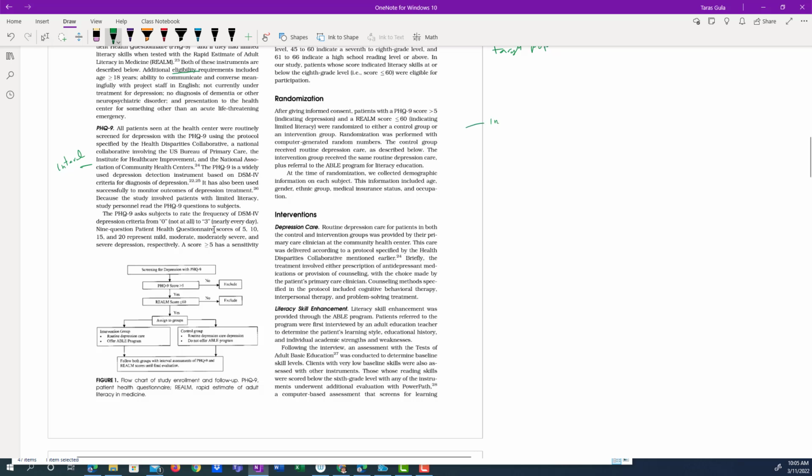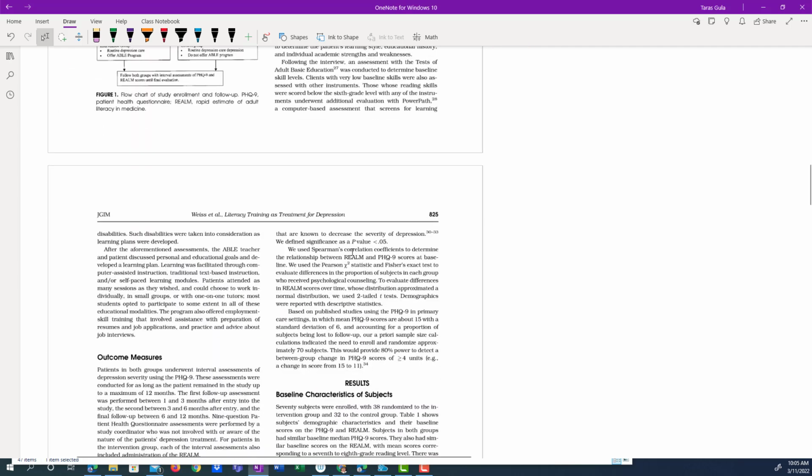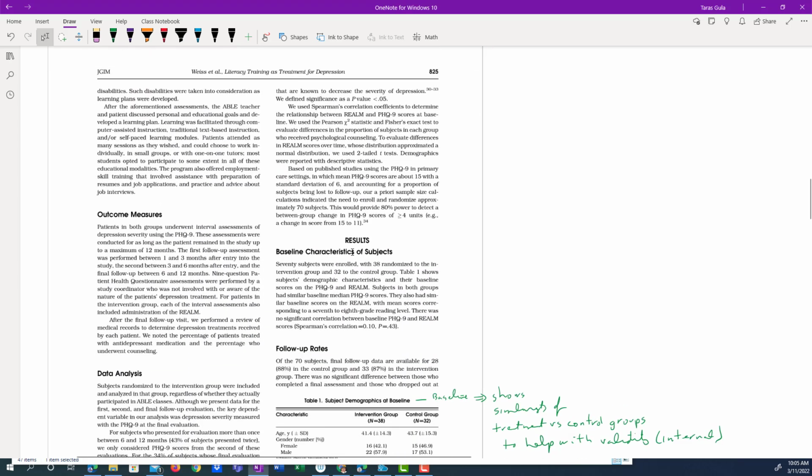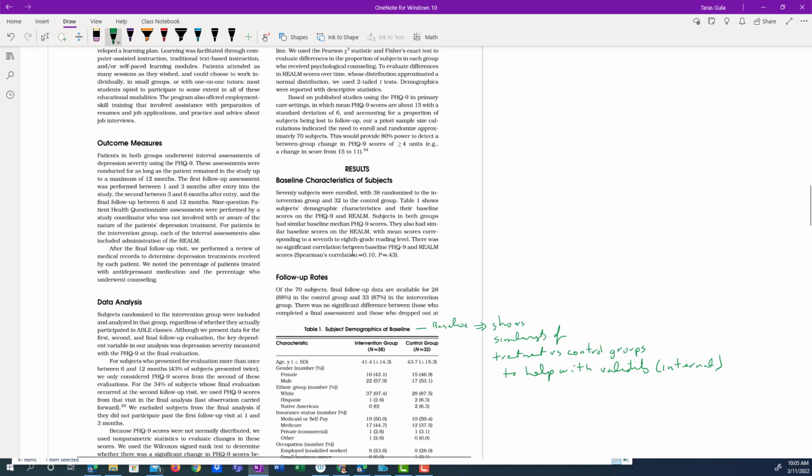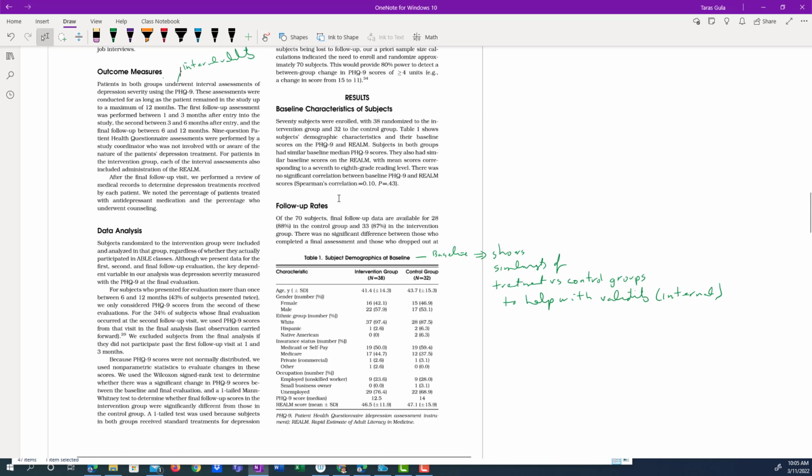Randomization is also internal validity. And then they show the treatment they use. They discuss that. Outcome measures: this is the PHQ-9, again a discussion of internal validity. So you see that a lot of the conversation isn't really about the results. It is about establishing, in a full paper, that the measures and methods that they're using are valid and appropriate. Here we have a specific section on data analysis.